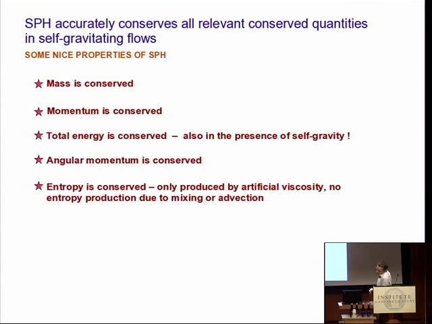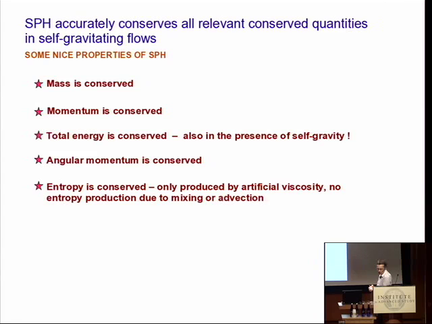One is that mass is automatically conserved. You have one equation less. It's convenient. Momentum is conserved, total momentum. Total energy is also conserved. And actually, it's also accurately conserved in the presence of self-gravity. This is something that a mesh code will not do for you that nicely.